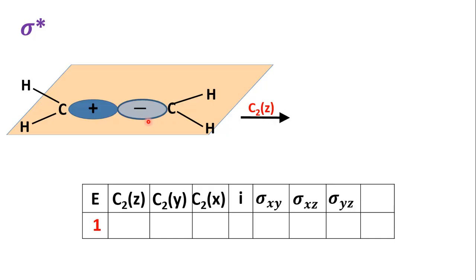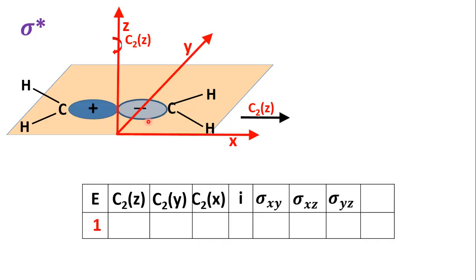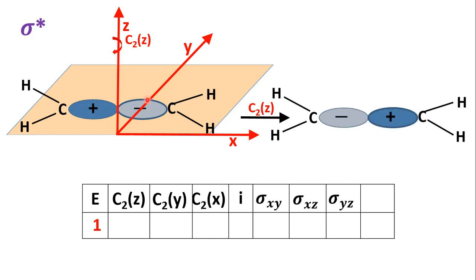Next we come to C2Z, that is the rotation of 180 degrees about the z-axis as shown here. This is perpendicular to the molecular plane, cutting in between the two lobes, positive and negative lobes, and when you rotate through 180 degrees, the negative lobe will come here, positive lobe will come here, and they are interchanged, and it is antisymmetric, and so the value is -1.